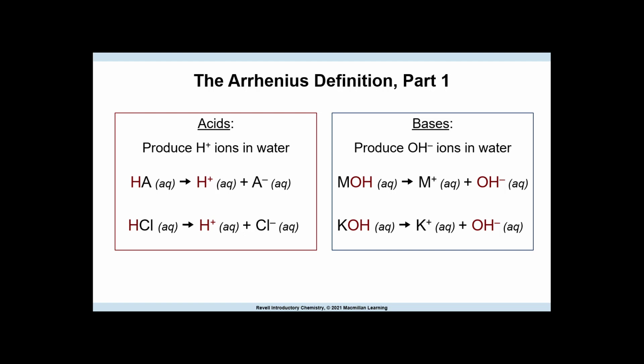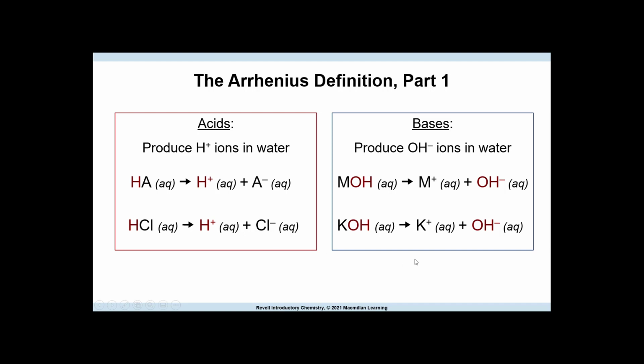In aqueous solution, these compounds ionize to produce an H+, which is a proton, or hydrogen cation, and a corresponding anion. So for example, hydrochloric acid ionizes to form H+ and a chloride ion. So you can see here. Ionize is simply a fancy word meaning that they become ions. They dissociate from each other and they become ions.